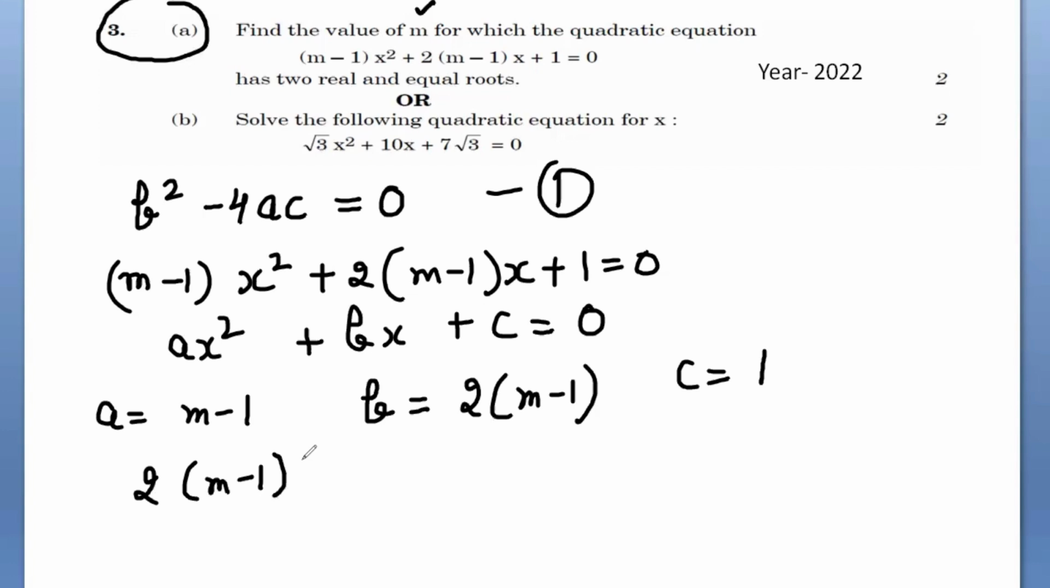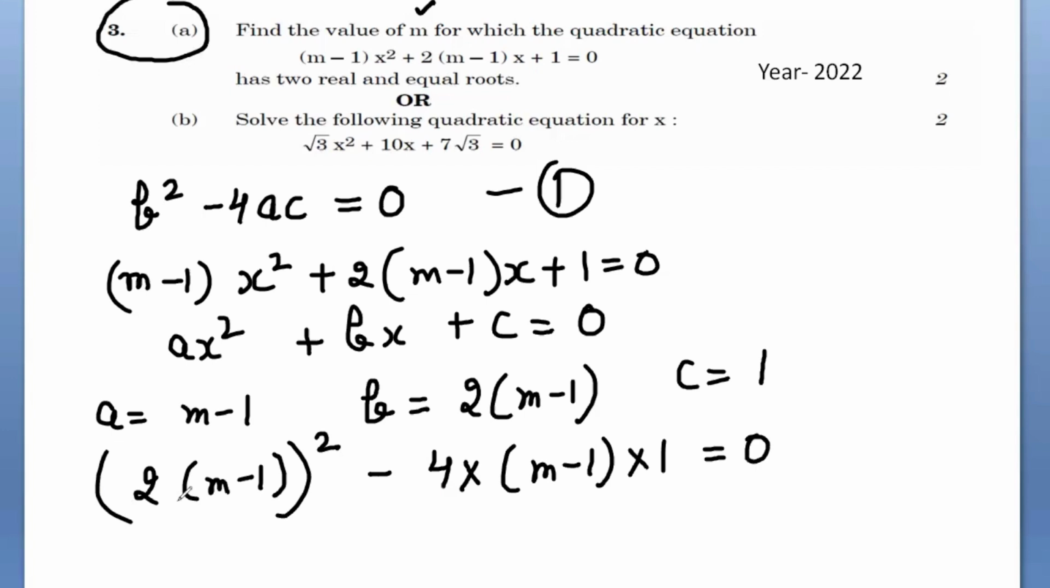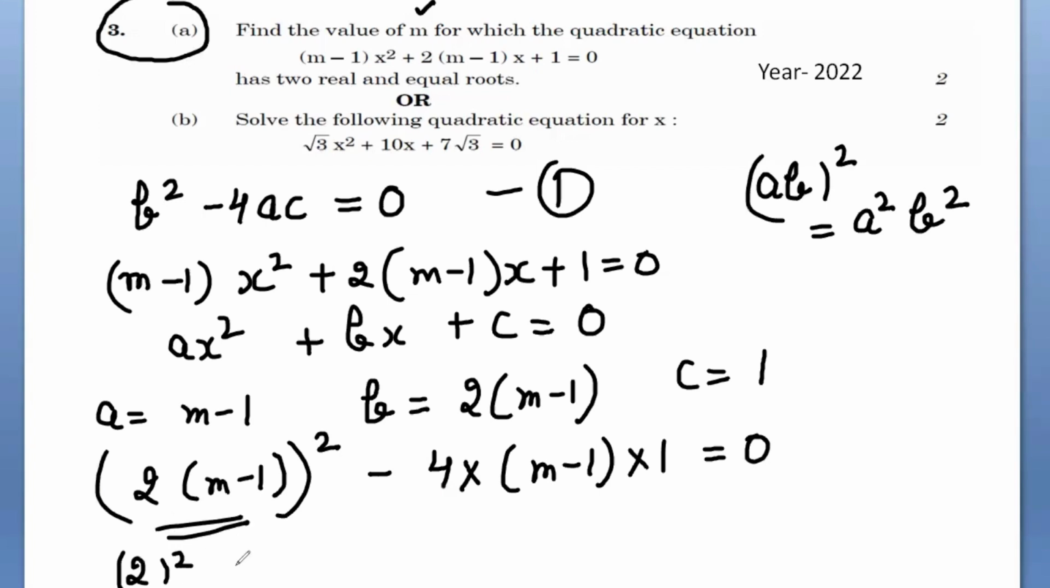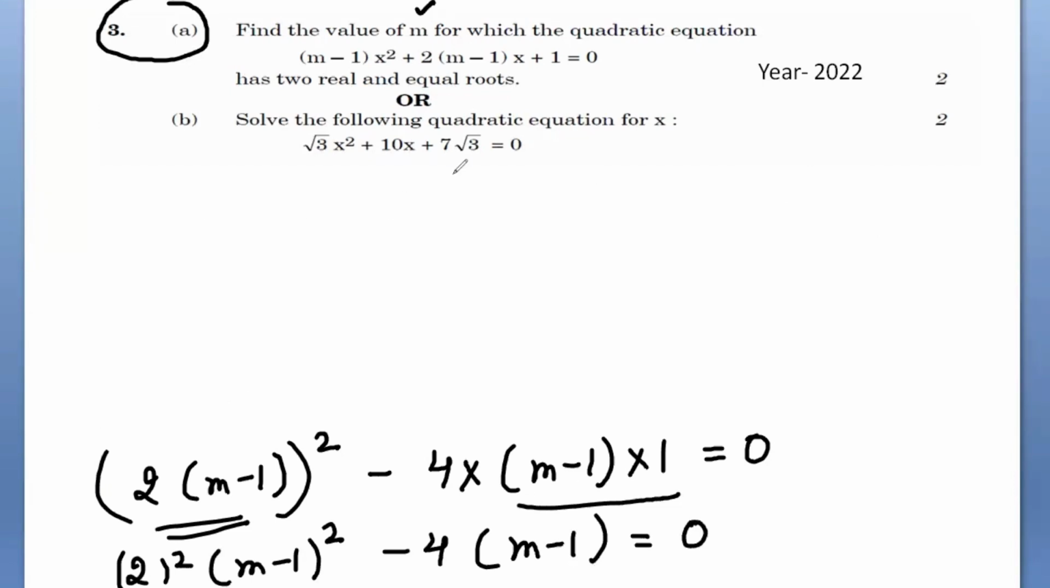2 into m minus 1, and its whole square, minus 4 into, what is the value of a? m minus 1, into 1, is equal to 0. Now you already know the rules of exponents. ab whole square can be written as a square into b square. Here we are going to use this. That means 2 square into m minus 1 square, minus 4 into m minus 1. m minus 1 into 1 is m minus 1. It is equal to 0. 2 square means 4. 4 into m minus 1 square minus 4 into m minus 1 is equal to 0.